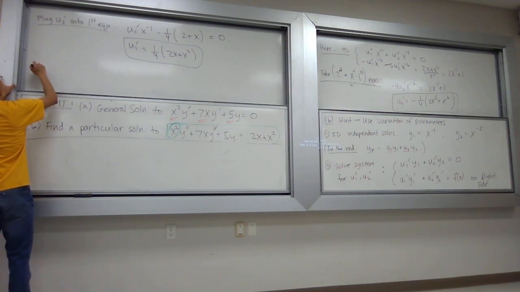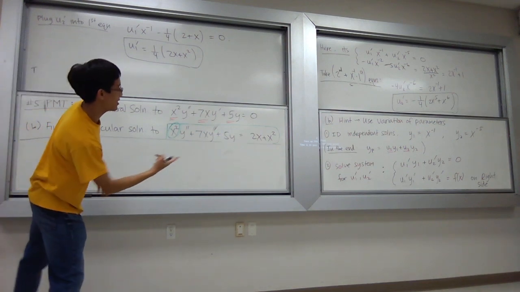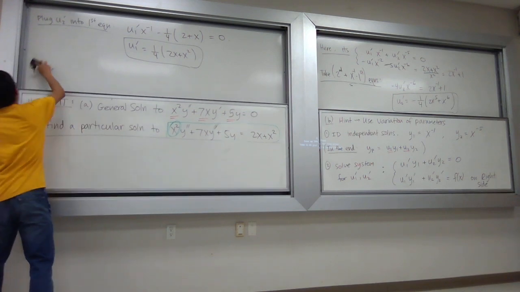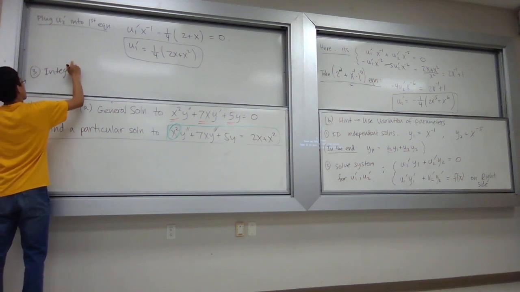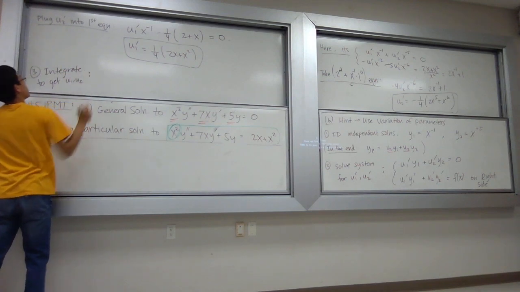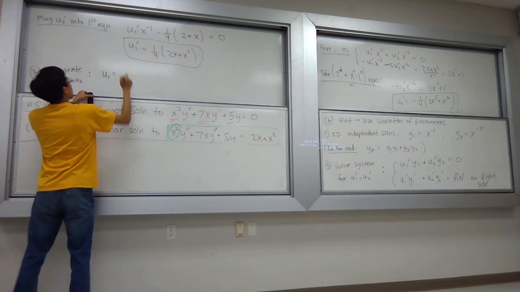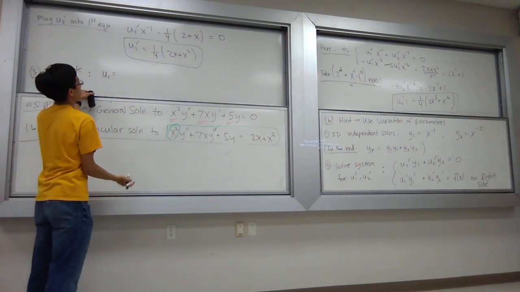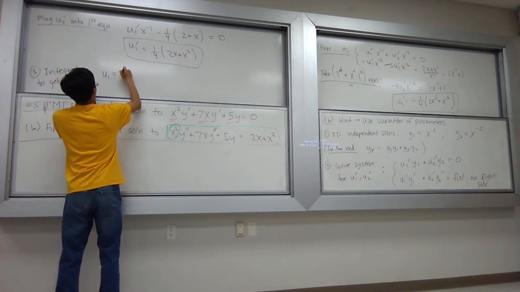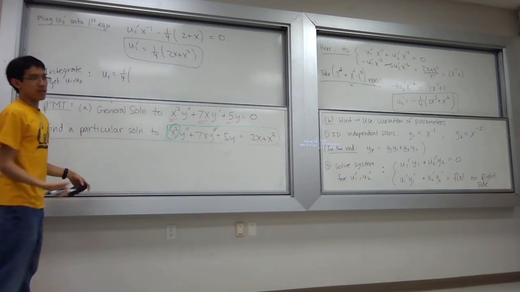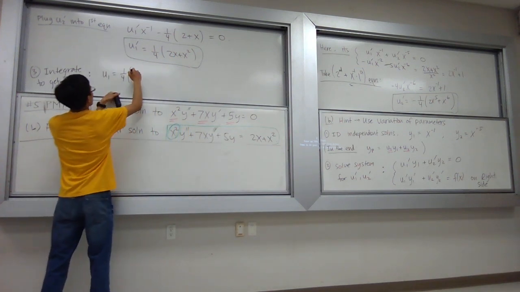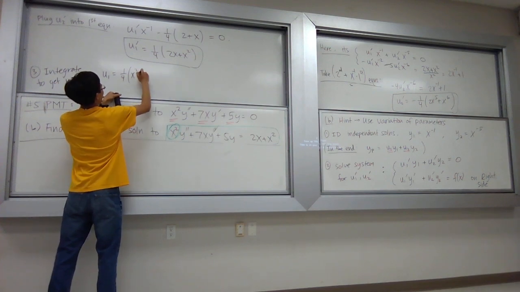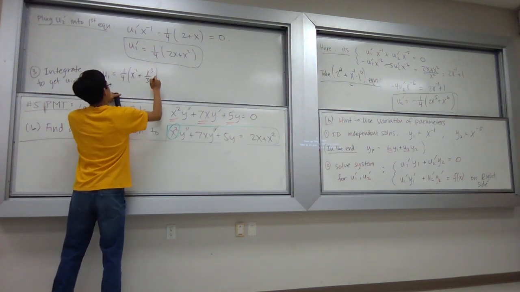Okay, so this is step 2, solve the system. Step 3 is to integrate and get u1 and u2. So u1: integrate that. Let's just keep the 1/4 in front. We just integrate this on its own. What's the integral of 2x? x squared. And the integral of x squared is x cubed over 3.